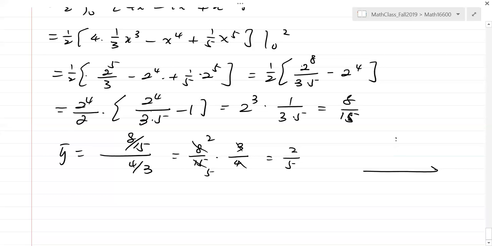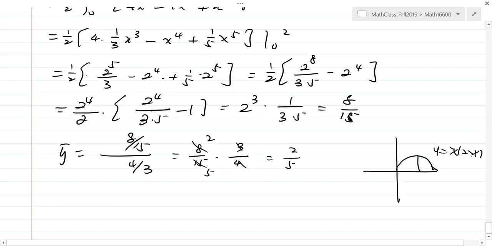You look at the picture, right? So what is the highest point? y equals x times (2 minus x). When x equals 1, here's a 1 and a 1, right? So for the parabola region, there's more area below, right? So this is 1/2. I think y bar should be less than 1/2, below the middle point of that, because there's more area below this middle line. So when I look at the answer, 2/5 sounds reasonable.